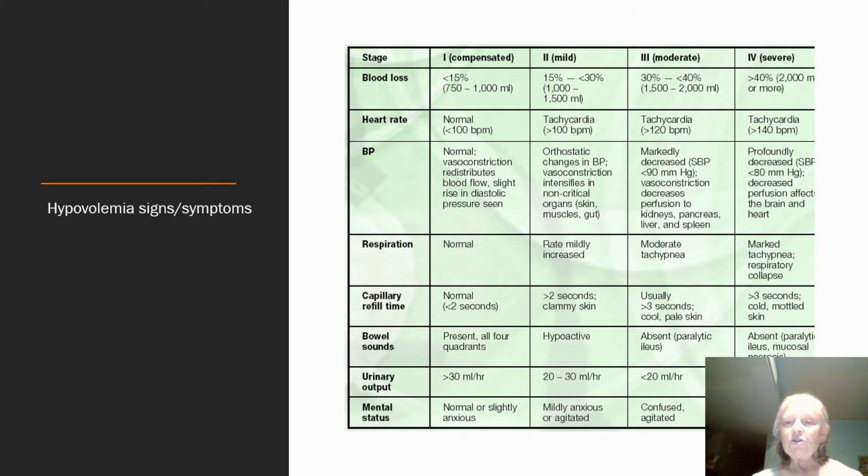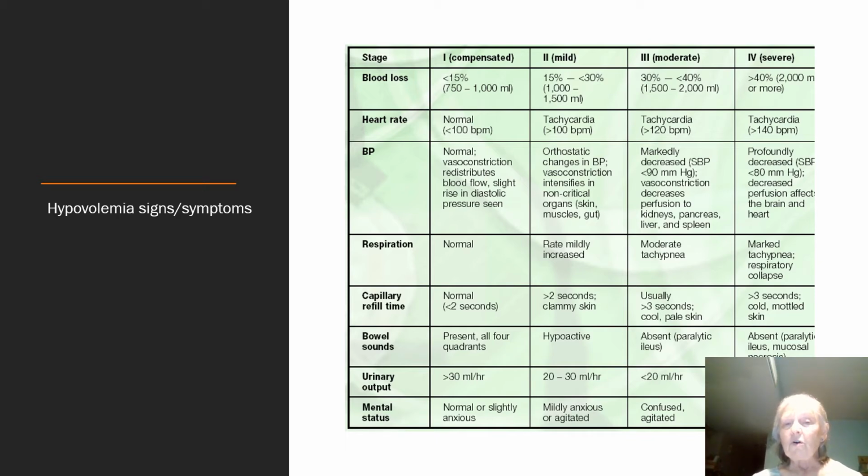This one is a kind of an interesting chart that I found, and this is some of your signs and symptoms that go with hypovolemia, and it tells you stage 1, compensated, all the way to stage 4, which is severe. If you look at your blood loss, less than 15%, you have compensation going on. You have to actually have that. When you get to stage 4, if you're losing more than 40% of it, which is about 2,000 mLs or more, you're in pretty bad shape at that point.